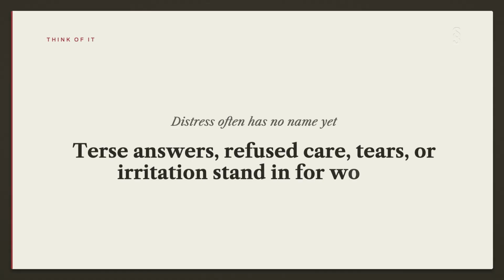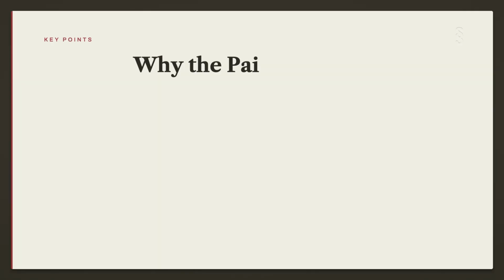Emotional distress is frequently unnamed. A frightened, angry, or grieving client may not announce it, so the feeling leaks out instead as terse answers, refusal of care, tears, or irritation with staff. Naming the observation aloud gives that client an entry point that did not exist before, and it tests the reading too, since a client who is really just in pain or exhausted will correct it.